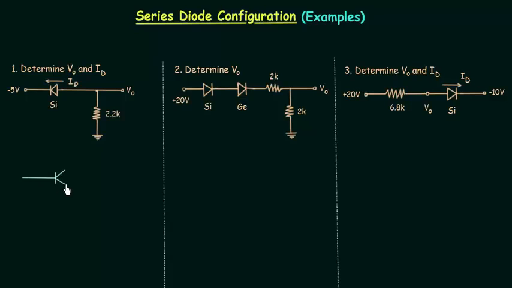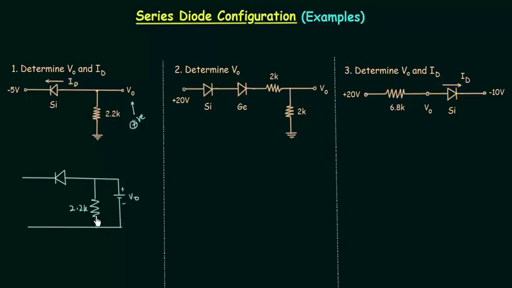We are using a silicon diode, so the barrier potential is equal to 0.7 volts. 2.2 kilo ohm is the value of resistance. V0 is the voltage across this resistance, and we have to find out the polarity of V0. V0 is positive in this circuit, so I will connect the positive terminal of V0 to this node, and the negative terminal of V0 to this node. Positive negative V0. This is 2.2 kilo ohms.